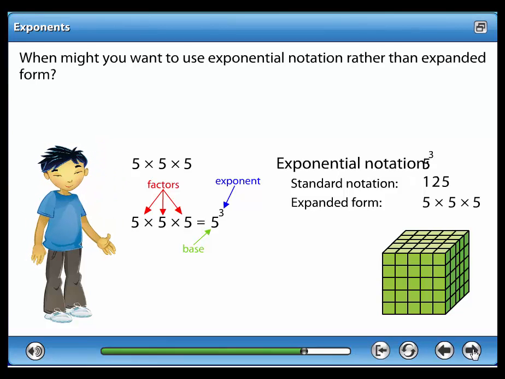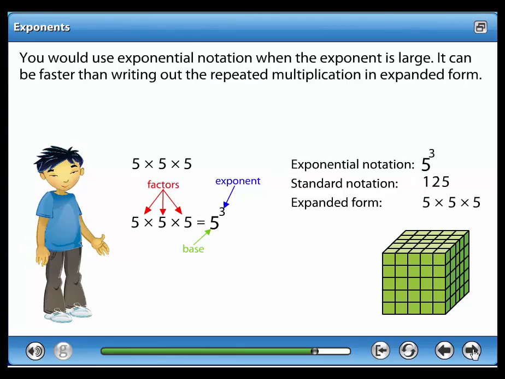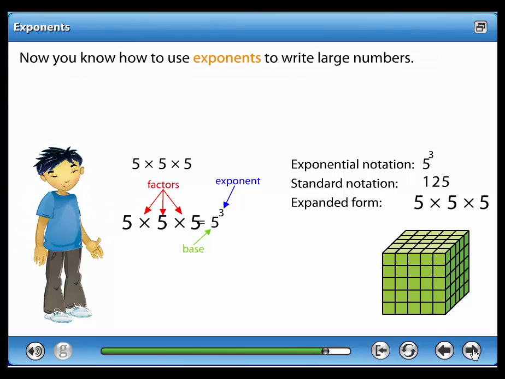When might you want to use exponential notation rather than expanded form? You would use exponential notation when the exponent is large. It can be faster than writing out the repeated multiplication in expanded form. Now you know how to use exponents to write large numbers.